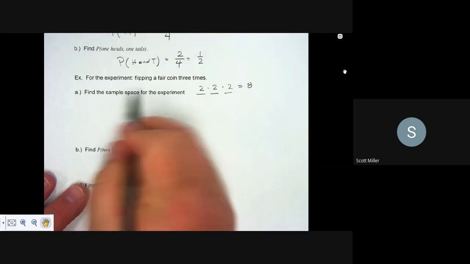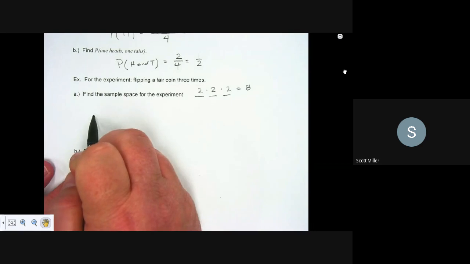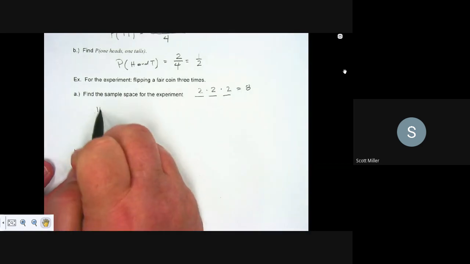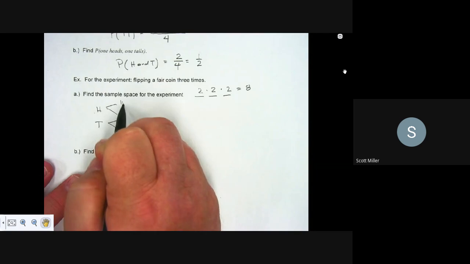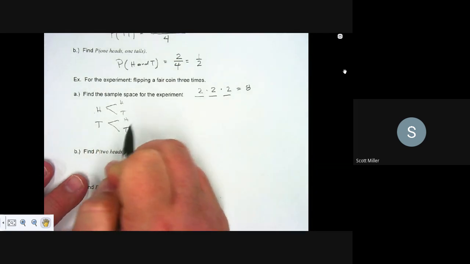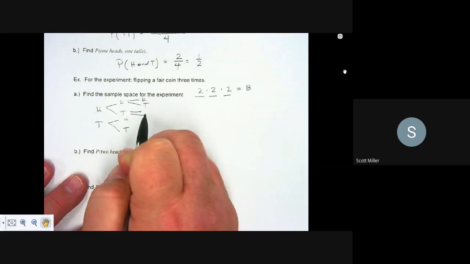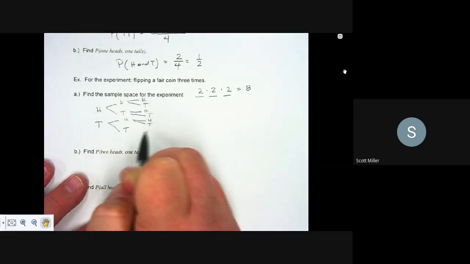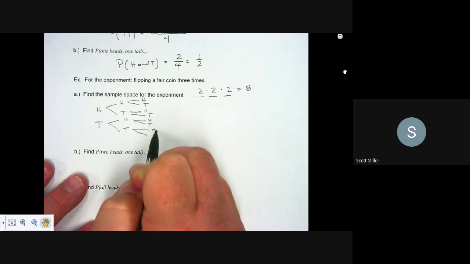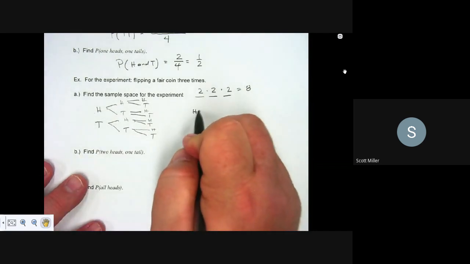So find the sample space. That means we want to list it. This one we can actually do because it's not too big. It's only 8 items. Heads and tails. Each of these branch off to a heads and tails. And then each of those branch off to a heads and tails. And then follow each branch and you can write out your sample space.